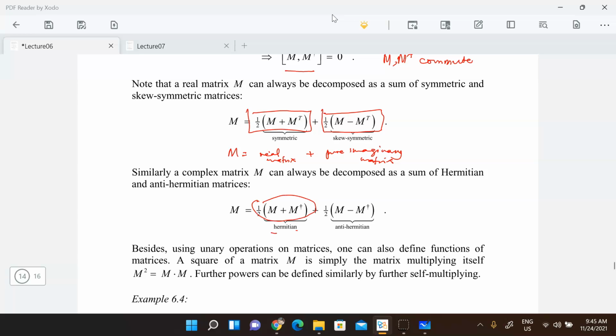If you take the dagger of this, remember, I should have also mentioned this, just like M transpose gives you M, and then M complex conjugate gives you M, then your M dagger gives you M. Okay, so here you can check that this gives you a Hermitian matrix and this gives you an anti-Hermitian matrix. Okay, and they play a role in physics.